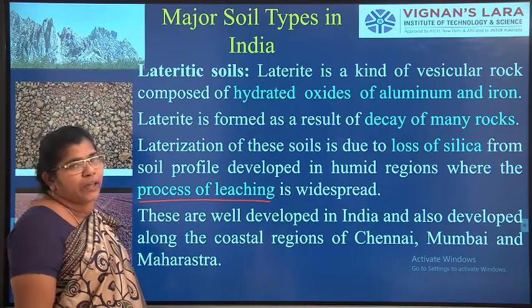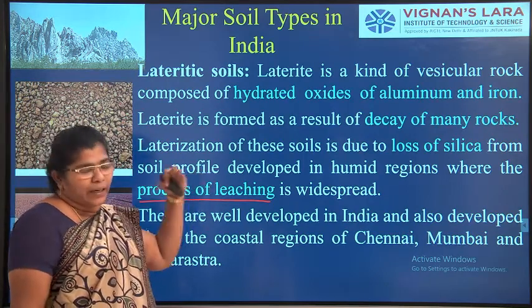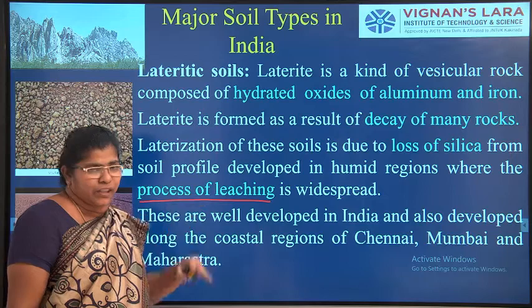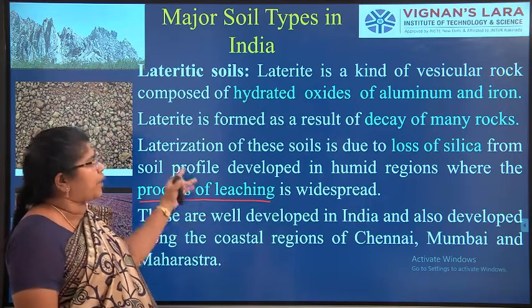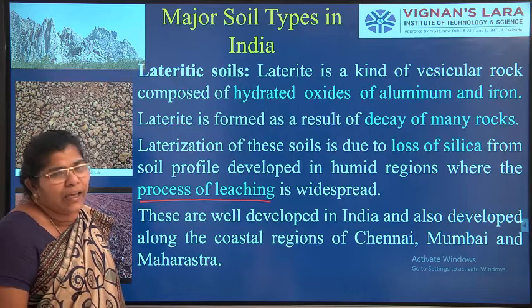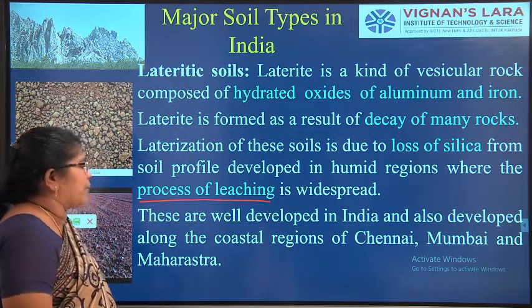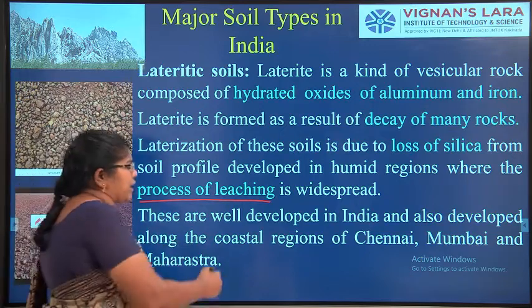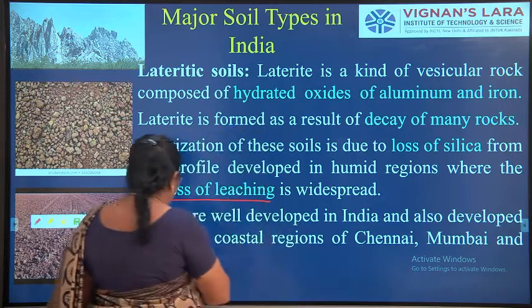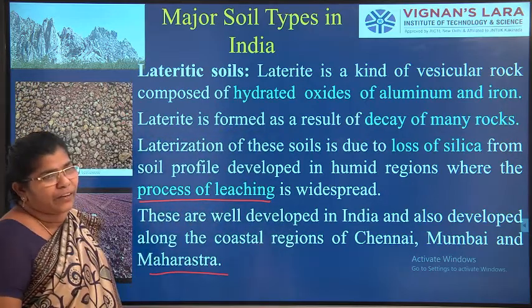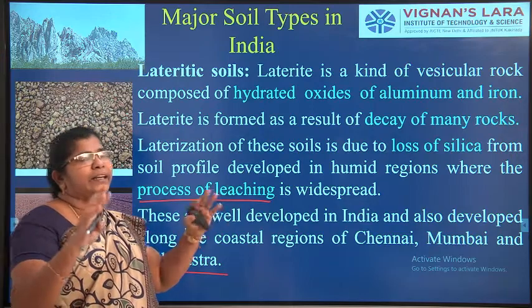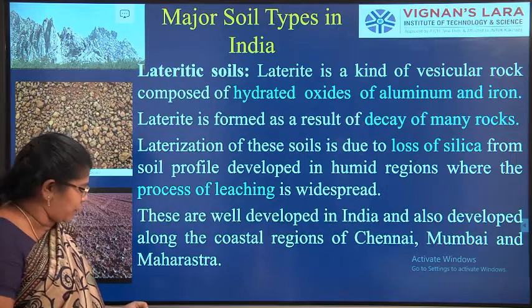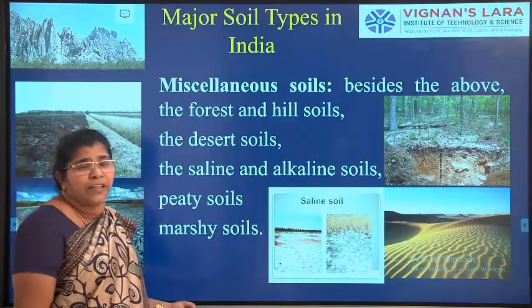Yesterday we saw the process of leaching and the A, B, C, D four horizons, and how due to leaching the properties, texture and soil formation will change. So this is one of the soils mainly affected by the leaching of different layers of soil. This soil is well developed in India and also found in the coastal regions of Chennai, Mumbai and Maharashtra. If I take Chennai, it is found in and around Chennai. If you want to find out in more detail, you can go in for the study of soil formation in India.